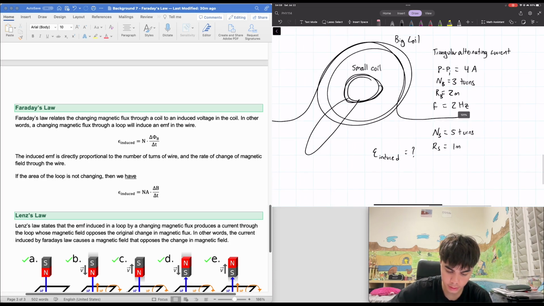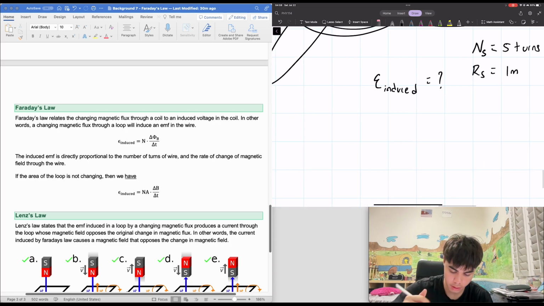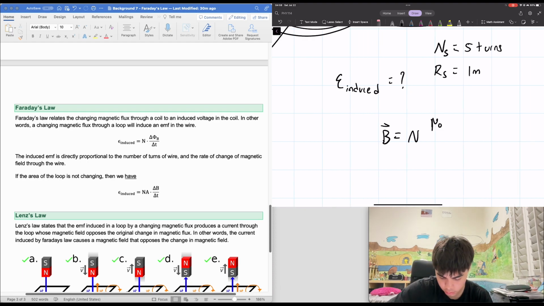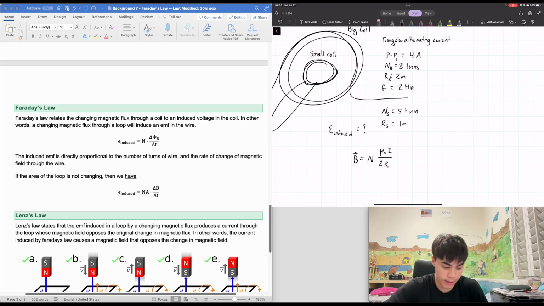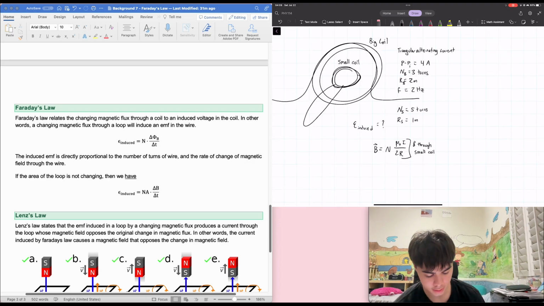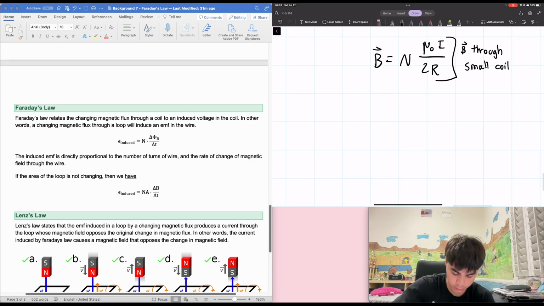First, we can use an equation from last week. So we know the magnetic field within a coil due to the current is given by the following equation. So the magnetic field within the big coil is given by this. That means the magnetic field within the small coil is given by this equation. We can use this to find the induced EMF within the small coil using this equation.